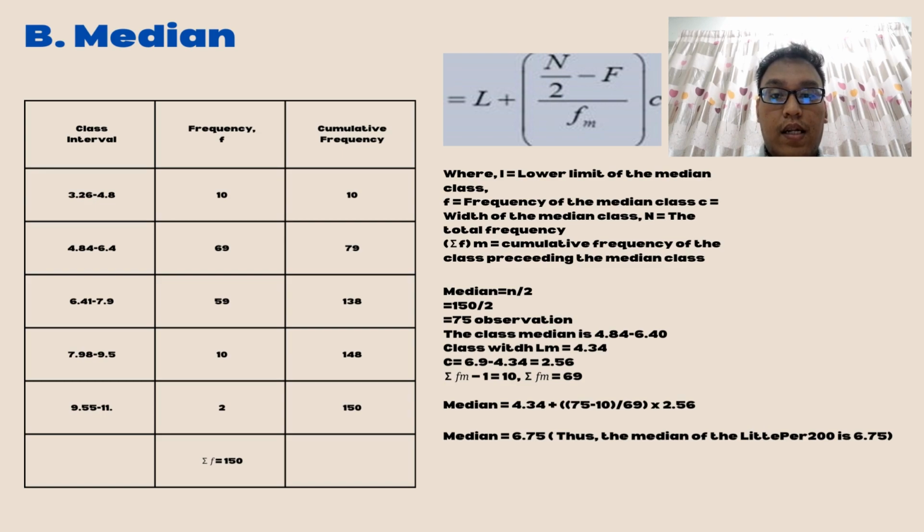The class with lower boundary is 4.34. 6.9 minus 4.34, we get 2.56. For the calculation, we get the median is 6.05. Thus, the median of the liter per 200 is 6.75.